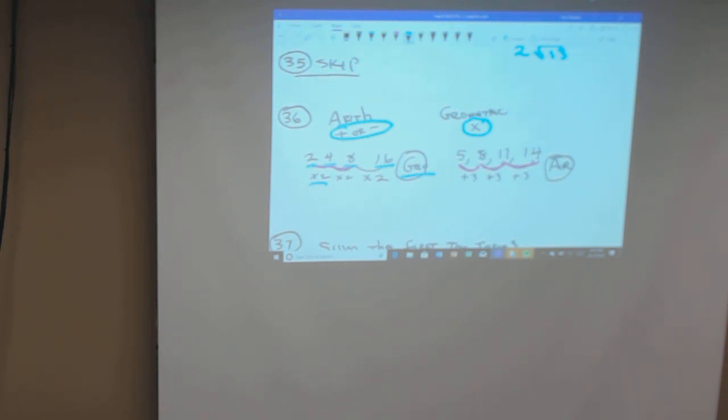So there are going to be 2 questions on the test, and it'll say which one of these is an arithmetic sequence and which one of them is a geometric sequence. And here, 5 to 8 to 11 to 14, you add 3 each time. So if you add, that makes it arithmetic. So just put in your notes, it's an arithmetic sequence if you add or subtract, it's a geometric sequence if you multiply.